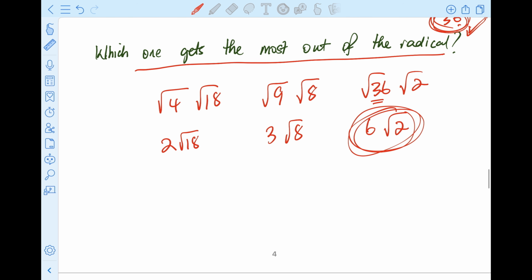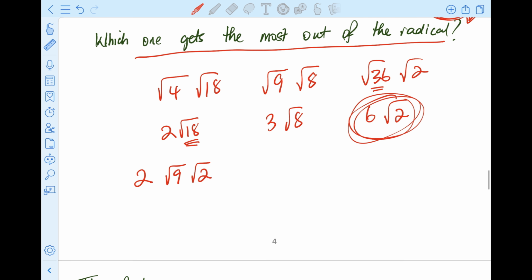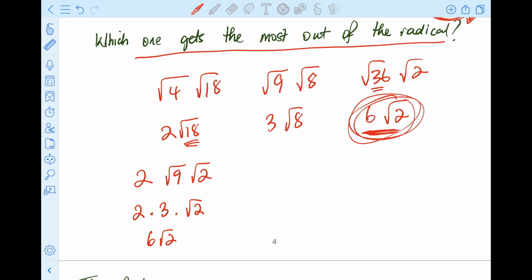Why I'm saying this? I could have simplified the square root of 18 further by saying, I'm going to leave this 2 here, and what two numbers multiply to give me 18? Or what perfect square goes into 18? Well, the perfect square that goes into 18 would be 9, and 9 times what gives me 18? 2. So then this one would have been 2 multiplied by the square root of 9, which is 3, multiplied by the square root of 2, which gives me 6 root 2. You see that? So can you realize that I got to 6 root 2 faster by using the bigger perfect square?